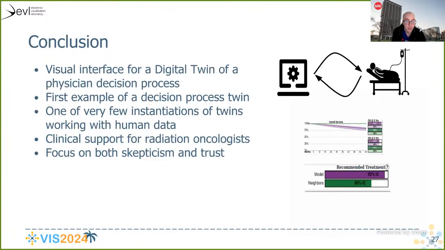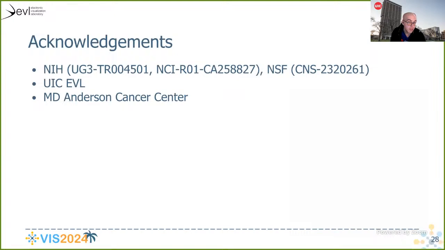So in conclusion, we have implemented a visual clinical decision support system for digital twins in head and neck cancer. And to our knowledge, this is one of the first attempts at a visual interface to explore a digital twin for oncologists in a clinical setting, and one of the few examples of digital twins working with human data. And this work was partially funded by the NIH and the NSF, and we thank our colleagues at the EVL and the MD Anderson Cancer Center.